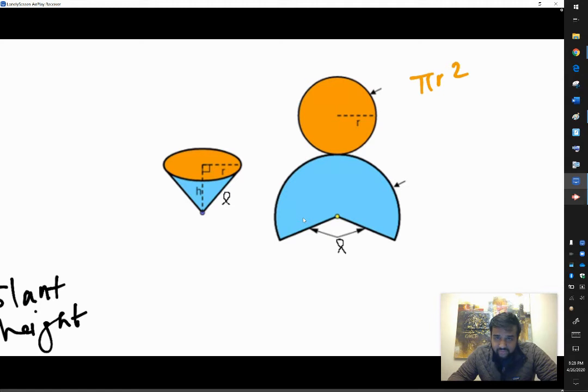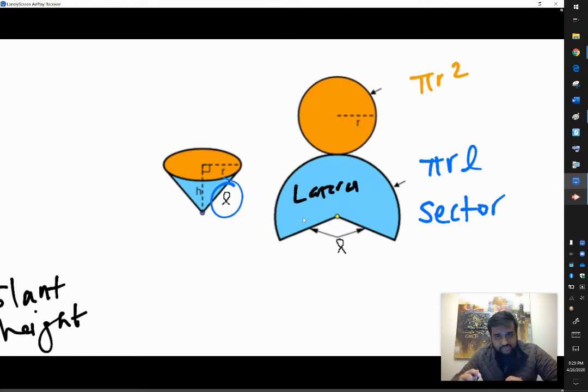The shape in blue here we've seen before. It's part of a circle, which we call a sector. And even though we used proportions in the past to find the area, there's another way to find this. The way to do that is to use the formula pi r L: pi times radius times lateral or slant height. So again, L is labeled in the same place here. This would be the lateral area of the cone. It's the slanty part, so to speak.